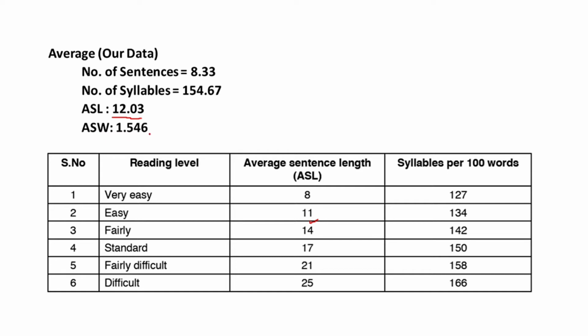Syllables for 100 words we have around 154.6. That means it falls between 150 to 158. That is fairly to the standard. So that we can say with our data, our literature will fall between fair reading level to the standard reading level.